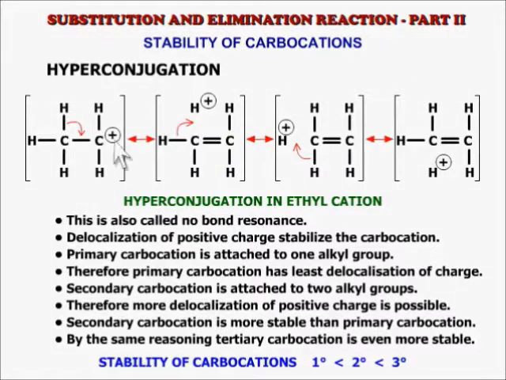In this way, the positive charge gets delocalized and the carbocation becomes stable. The positive charge is more delocalized in a secondary carbocation, making it more stable than a primary carbocation. This is called hyperconjugation. By the same reasoning, tertiary carbocations are even more stable.